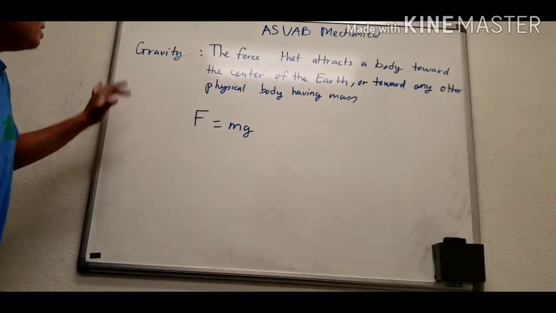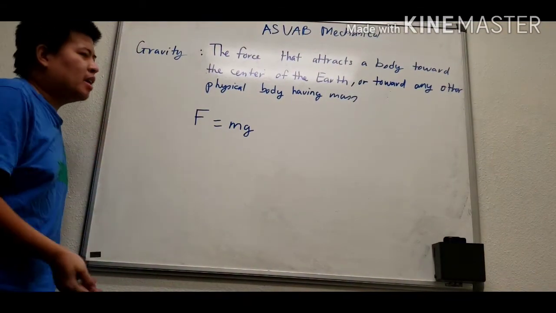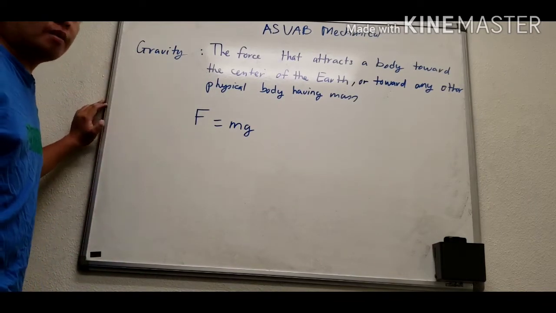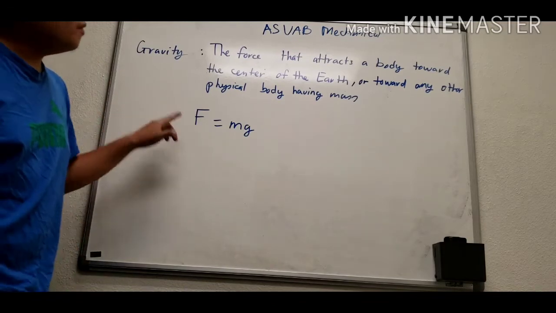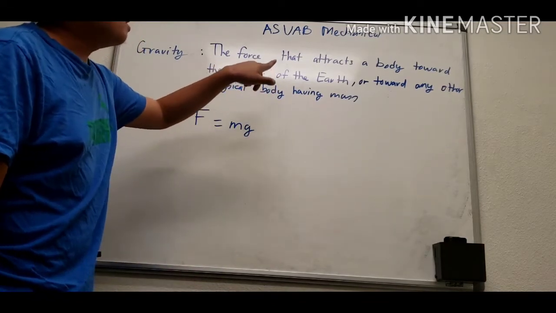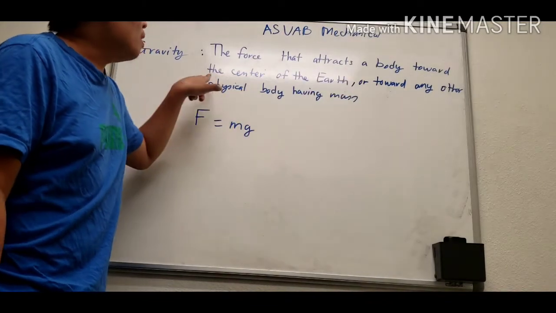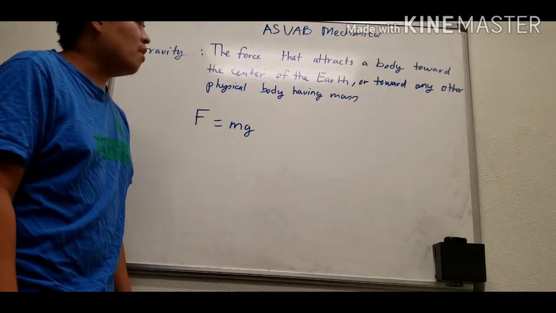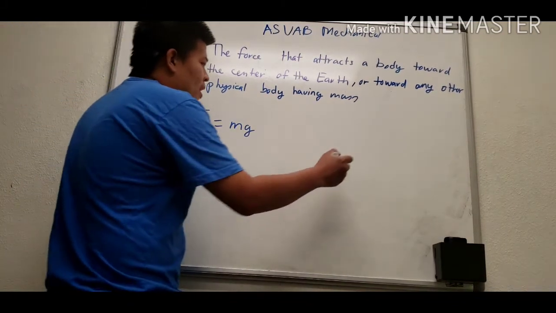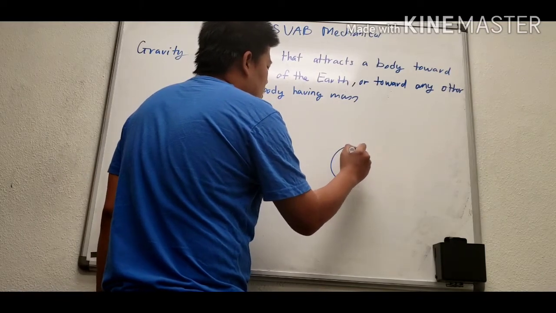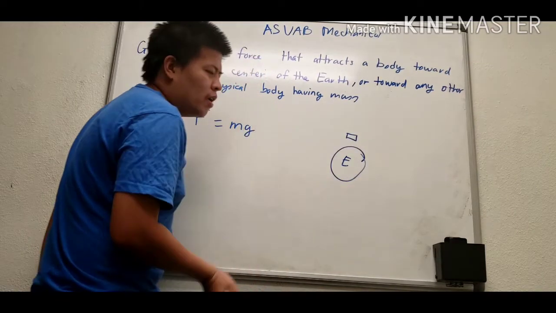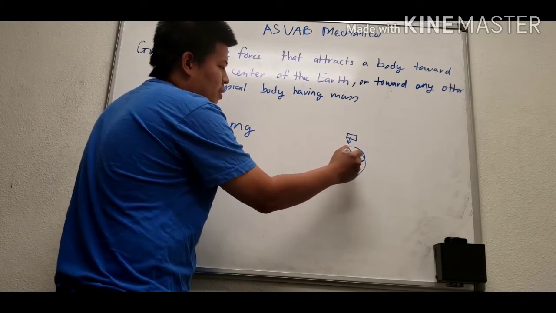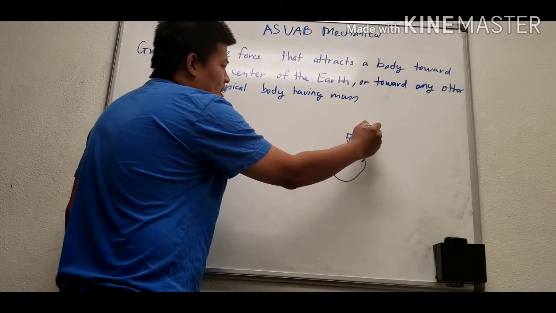One, gravity. This is so important because on the ASVAB Mechanical Comprehension, they will mention gravity a lot. The definition of gravity is the force that attracts a body toward the center of the earth or toward any other physical body having mass. This means that we have the earth here and we have the object. The object will go to the center of the earth because of the gravity force.